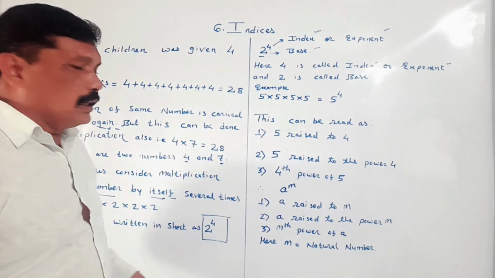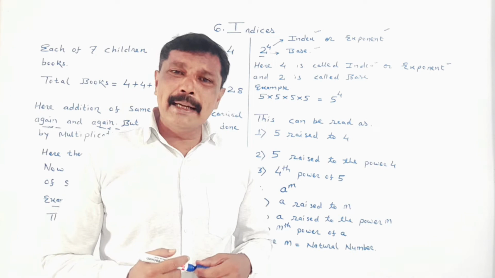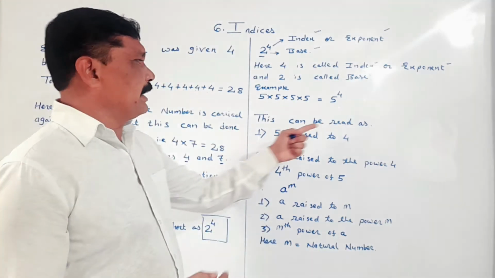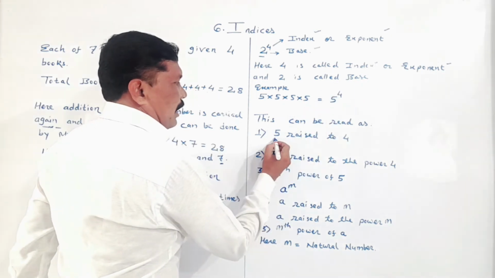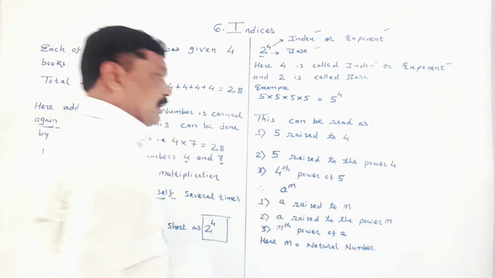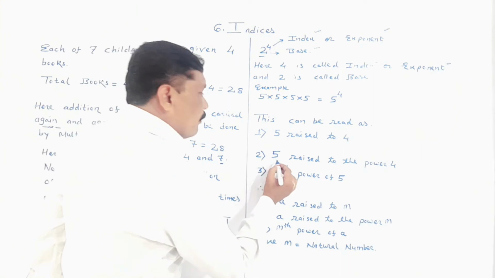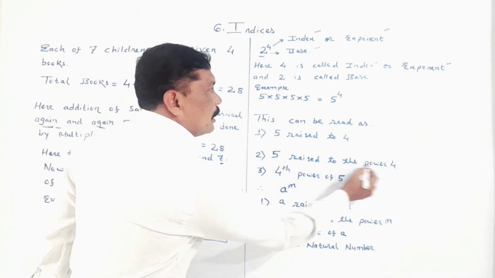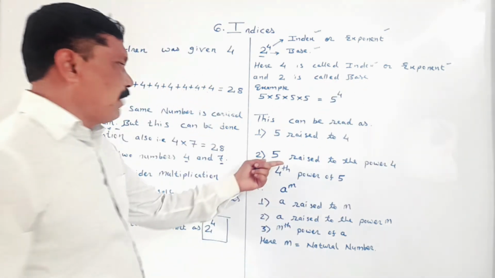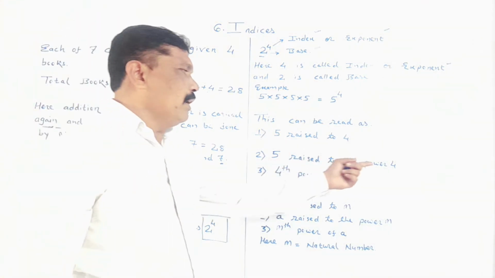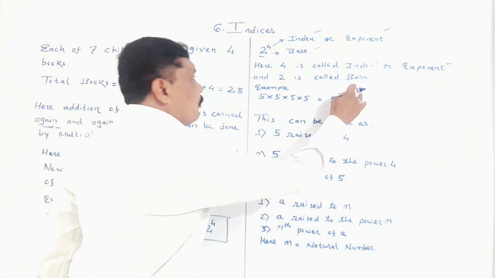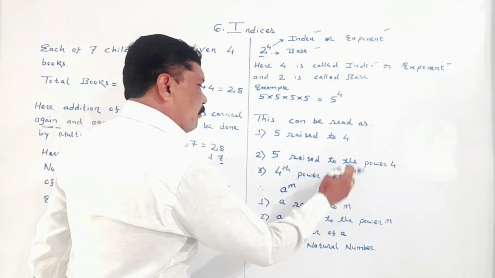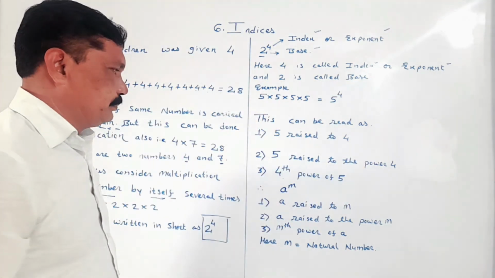Now my dear student, there is a proper way to read this number. This number can be read as 5 raised to 4. It can also be read as 5 raised to the power 4. It can also be read as 4th power of 5.